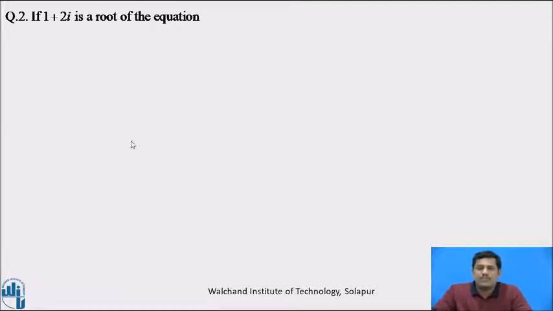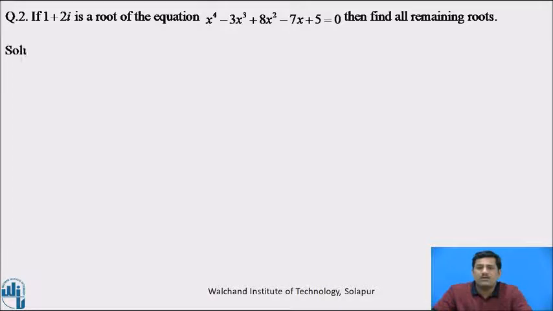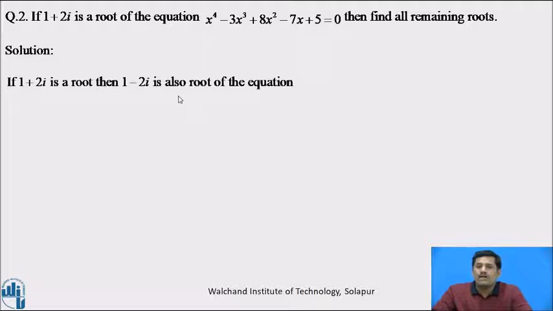Consider the second problem. If 1 plus 2i is a root of the equation x raised to 4 minus 3x cube plus 8x square minus 7x plus 5 equal to 0, then find all remaining roots. Solution. If 1 plus 2i is a root of this algebraic equation, then we know that its conjugate 1 minus 2i is also a root. Actually, this polynomial equation has 4 roots. 1 plus 2i is the one they have given, and we have obtained one more root, 1 minus 2i. In all, 2 roots are left to be found out.